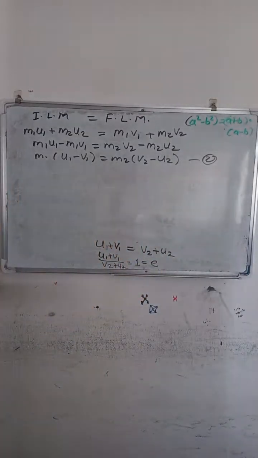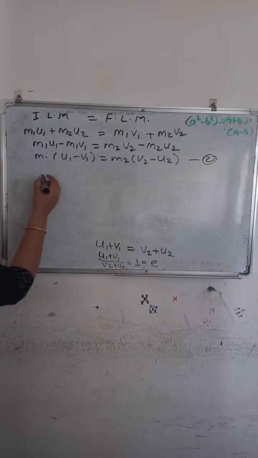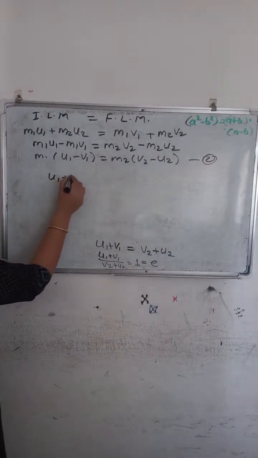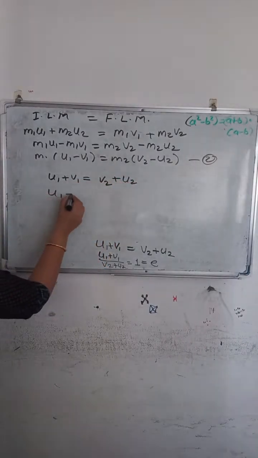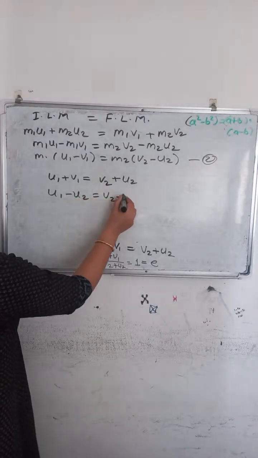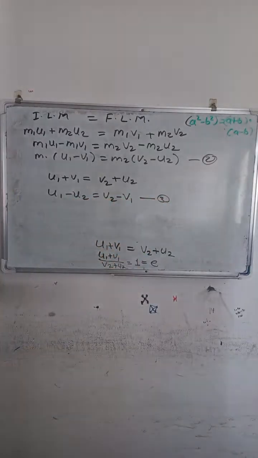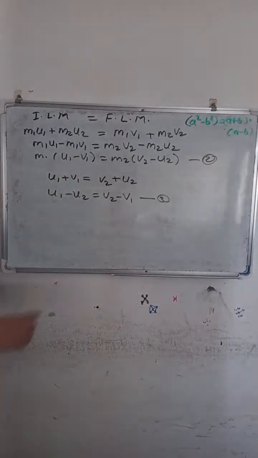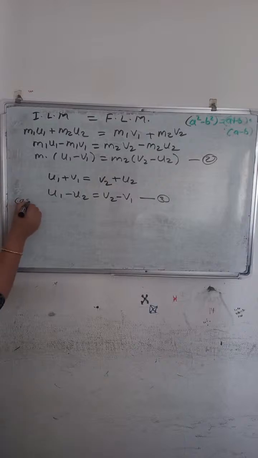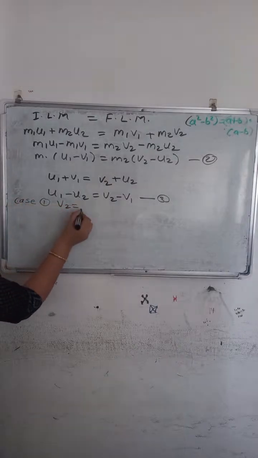Now I got the coefficient of restitution. So this only I will write as u1 plus v1 is equal to v2 plus u2. So I can write u1 minus u2 is equal to v2 minus v1. This I will take as equation number 3. After that we can discuss the next case, to find out the velocities after collision, v1 and v2. So first we can find out the expression for v2, that is our case 1. We are finding out v2 here.